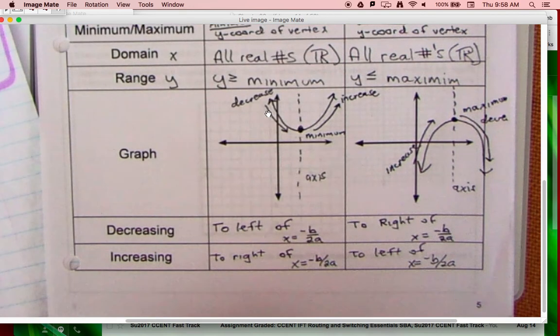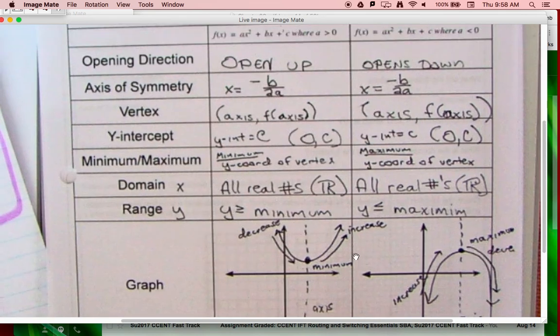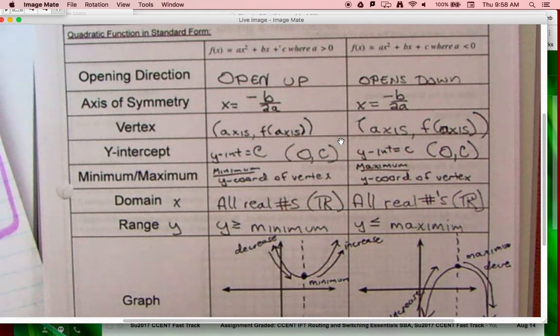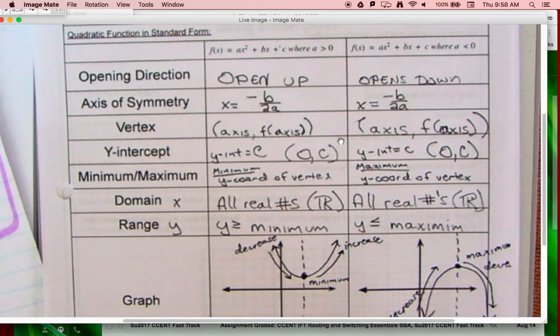So this one, if it opens up, you can see it's going down on the left-hand side, decreasing on the left-hand side. On the right-hand side, it's increasing, and then vice versa. Okay? All right. So last thing, let's tie these things all in together. Okay? Because you can see that a lot of the pieces are related.